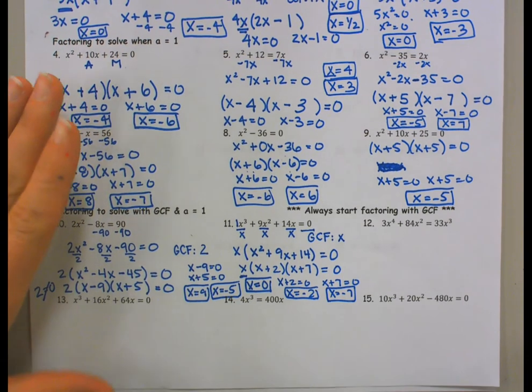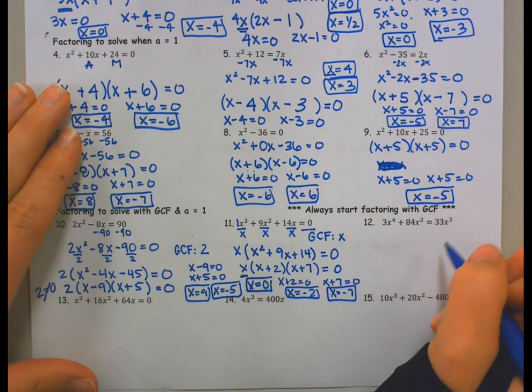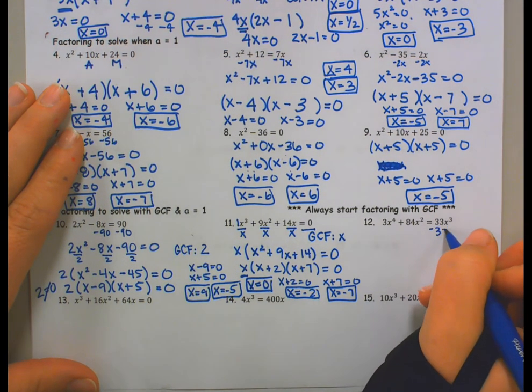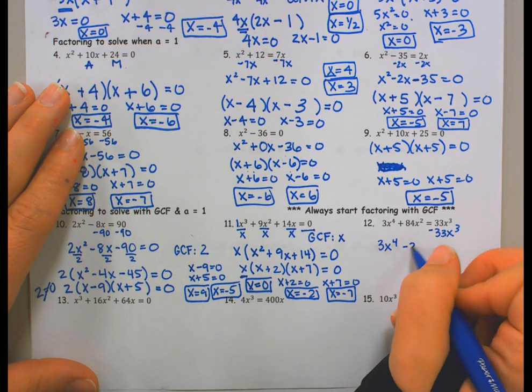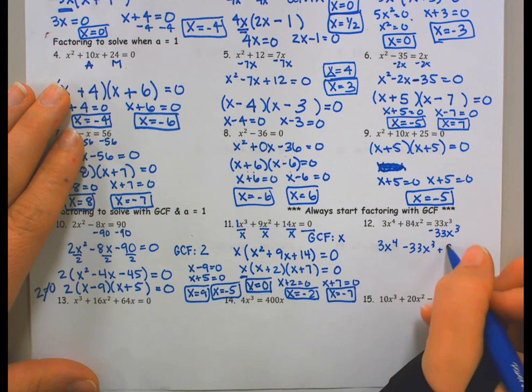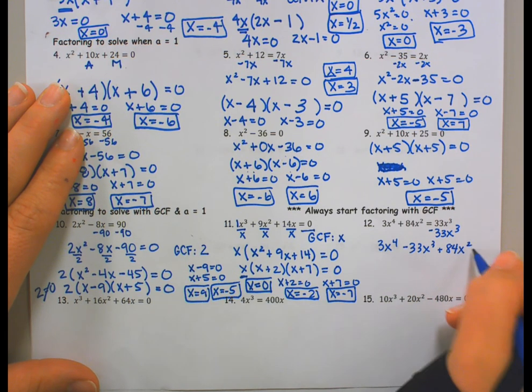All right, for number 12, I'm going to first move everything to the same side. So I'll move my 33x cubed over. So I have 3x to the 4th minus 33x cubed plus 84x squared equals 0.